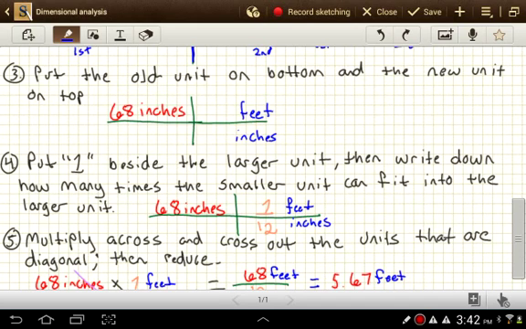If I was going to do another one for gallons and quarts, I would say, I have a gallon and I have quarts. The gallon's the bigger one, so I put 1 here, and how many quarts? Well, 4 quarts can fit in 1 gallon. That is a correct conversion ratio. That's how you would do that.